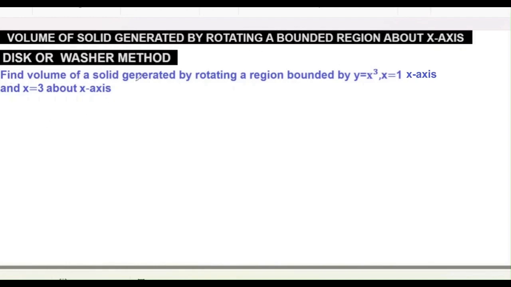Find the volume of a solid generated by rotating a region bounded by the curve y is equal to x cube and the lines x is equal to 1 and x is equal to 3, and this region is rotated about the x-axis. For this kind of volume of solid question, we always have to start by finding the region by drawing their graph.